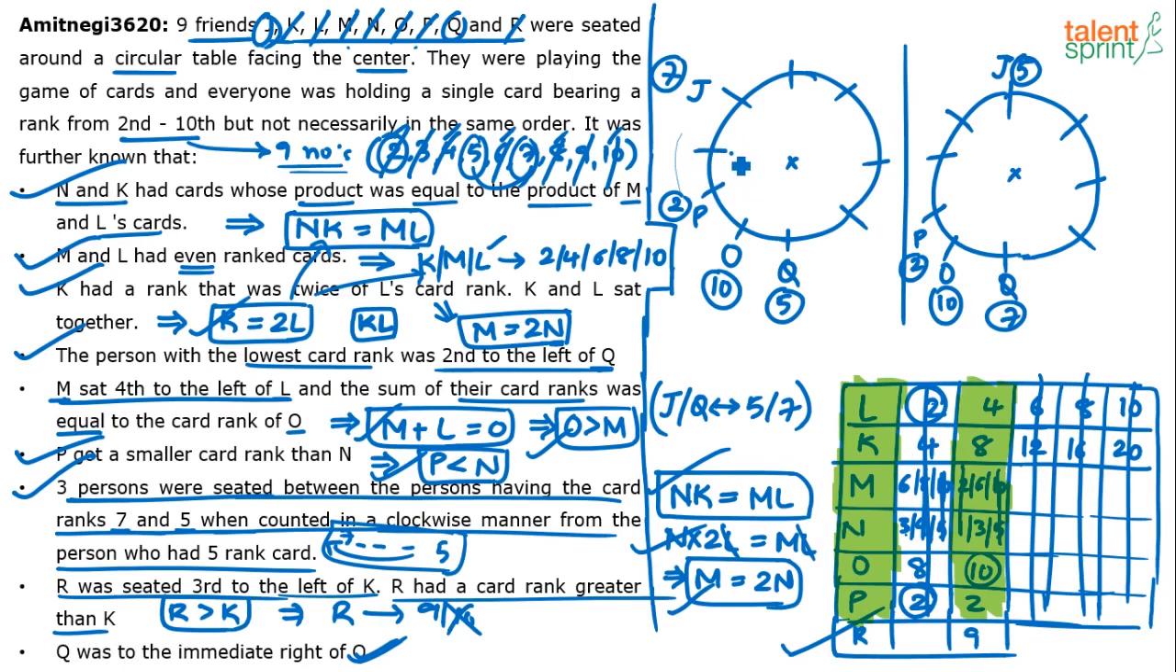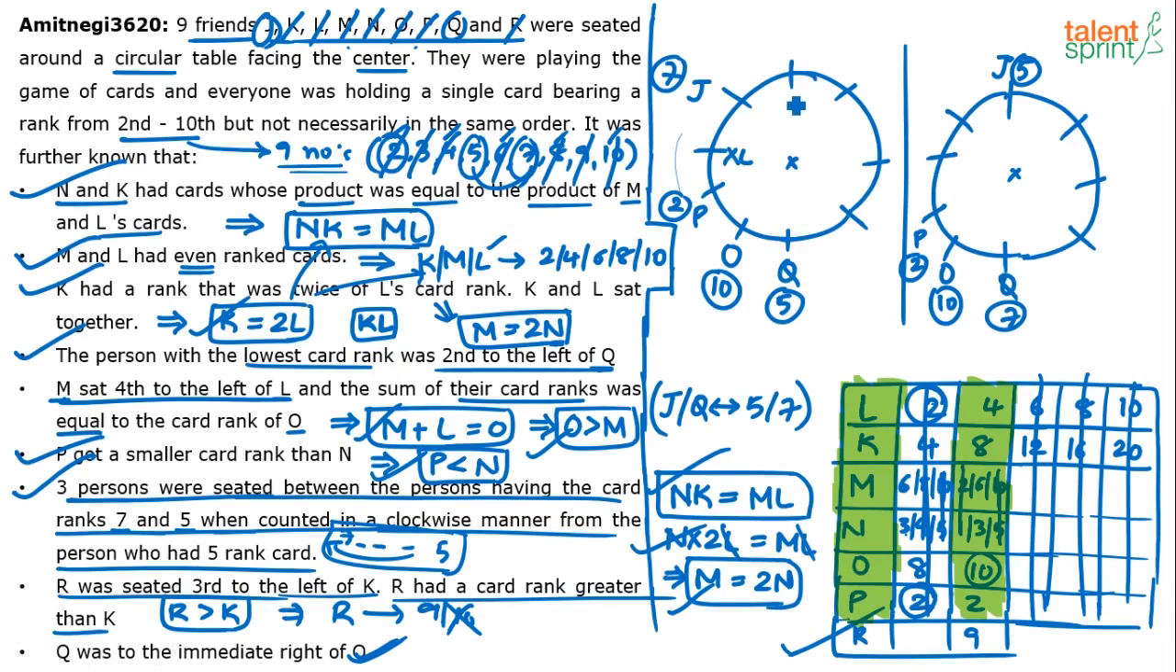M sat fourth to the left of L, right? So if this is L, by the way, can this be L? This cannot be L in my view. Why can't this be L? Without even checking M's position, I can say this cannot be L because K and L are together. If I take L here, he will come between J and P. Then how can I say K and L are together? That gets dishonored. K and L have to be together. So L cannot come in between J and P. One of the neighbors of L has to be K.